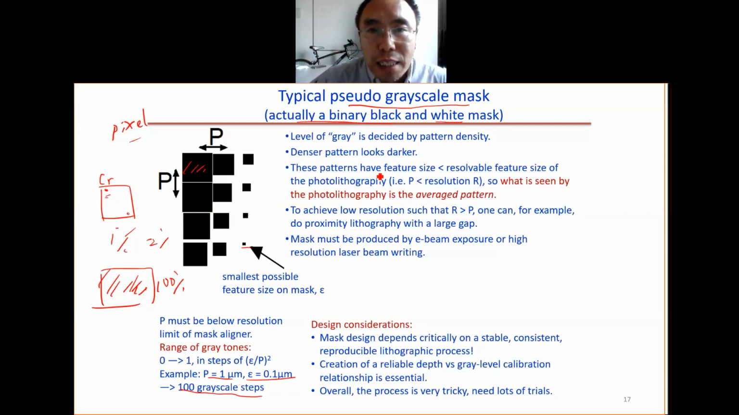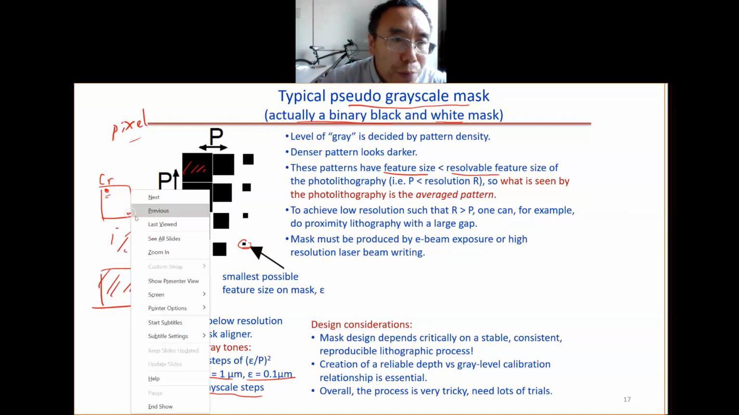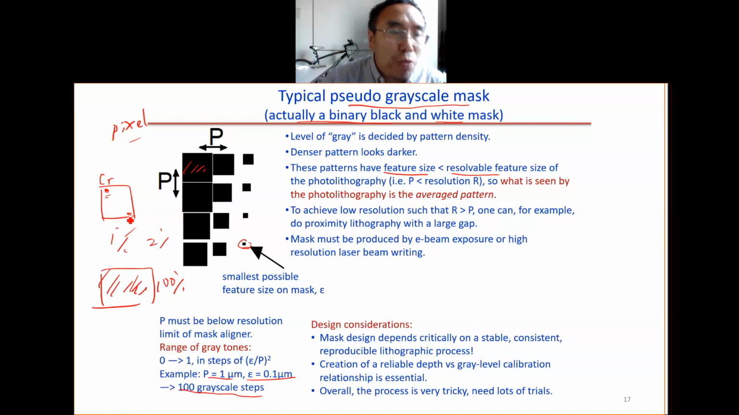The requirement is that the feature size has to be smaller than the resolvable feature size of the lithography system. That means those small spots cannot be resolved. So here you have one spot, another spot here. But because the light doesn't have this very good resolution, what you see here is blurred, like averaged. It is the average of the pattern. You just say 2% transparent. You cannot tell there is one spot here or one spot here, because they are too close, too small for the lithography system to resolve.